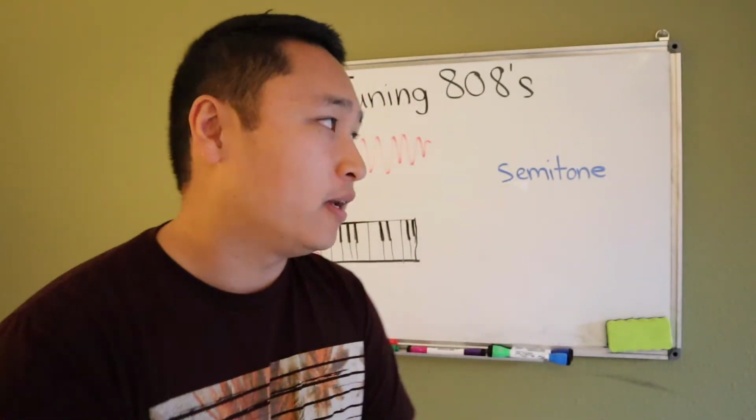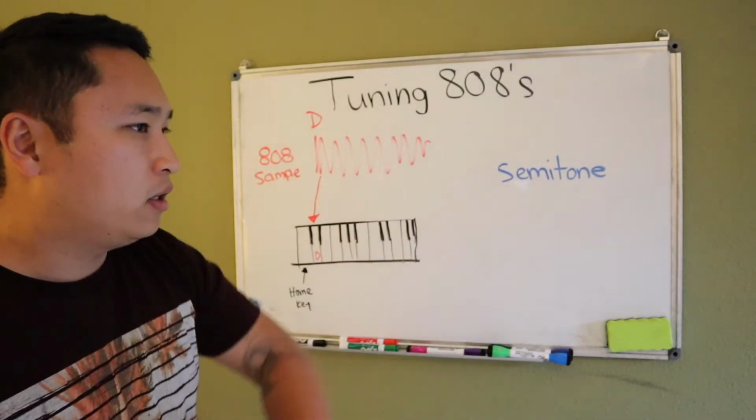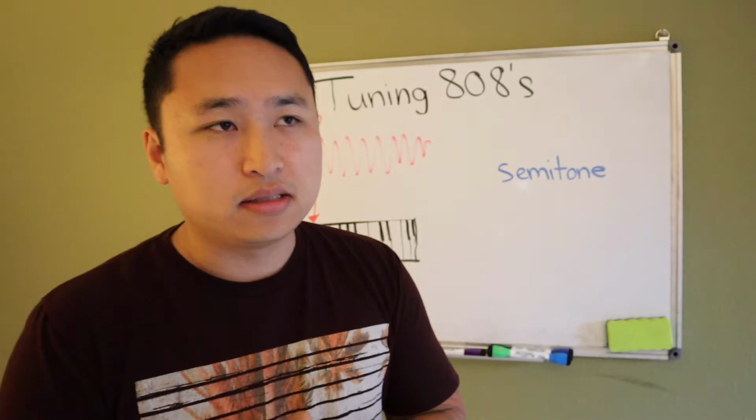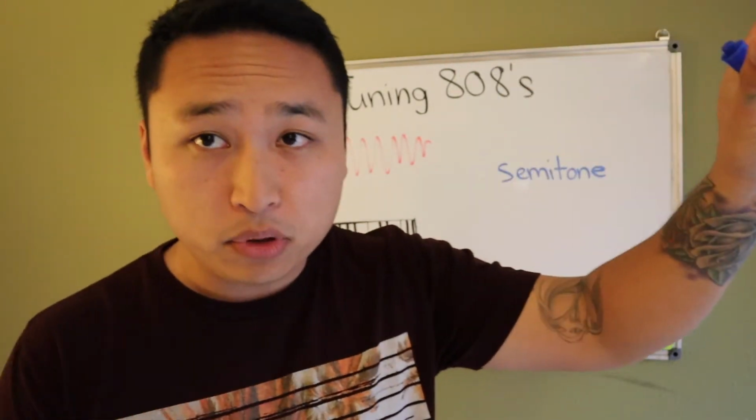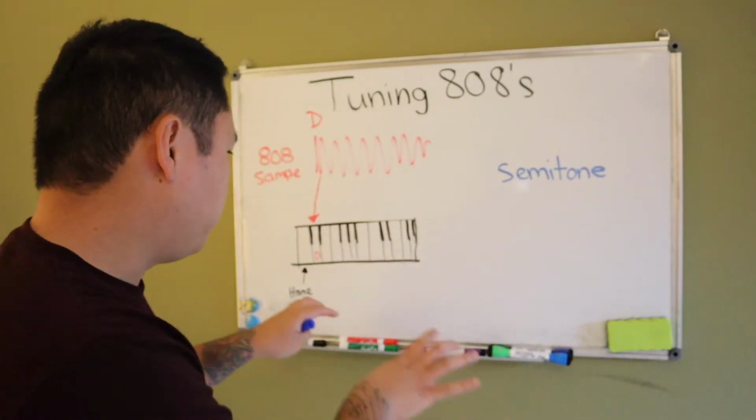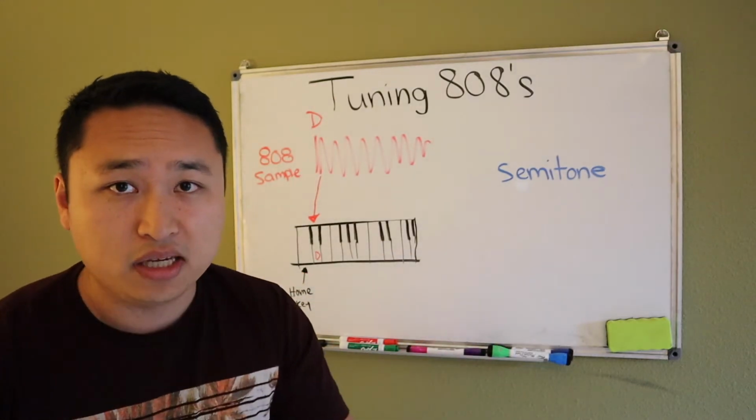Okay, so when we're tuning our 808s, you'll notice that if you download a sample pack or you get 808s from somewhere, that sample is going to be tuned to a certain note. It might say G sharp, it might say C, it might say E, D, whatever. All sample packs are different and they include different notes within them. And so the problem with this is when you pull your sample into a sampler, it doesn't mean that everything is lined up in your keyboard perfectly.